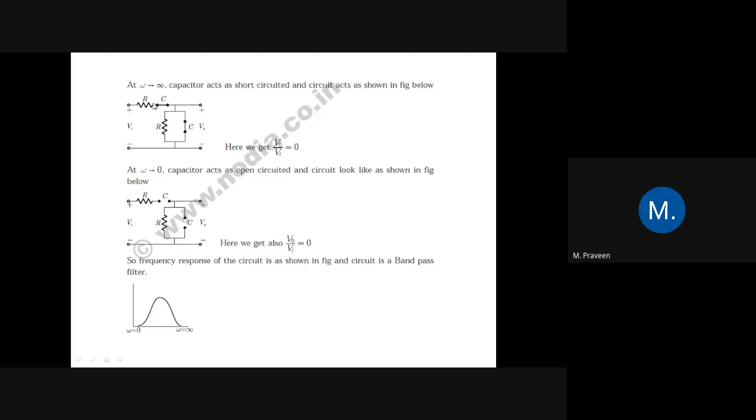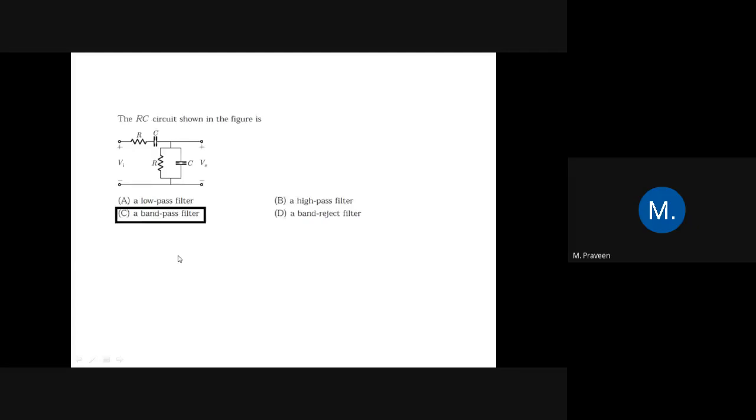Okay, so for omega equal to infinity and omega equal to 0, it is 0, and for other values it is going to be some value. So therefore we can straight away say that the answer for the question is band pass filters. Okay, three methods we can solve.